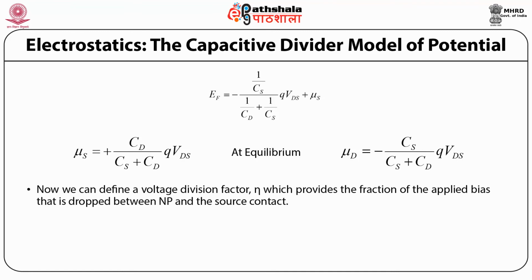So we can define a voltage division factor eta, which provides the fraction of the applied bias that is dropped between the nanoparticle and the source contact. Eta is given by CD by (CS plus CD). The voltage division factor eta determines whether conduction occurs through the HOMO or the LUMO.